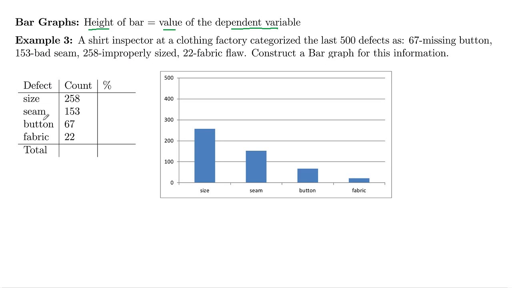So here I've listed the defects: size, seam, button, fabric, and then the counts. So here our total count is 500. Now we could do a bar graph that lists the count, and that's actually what I have drawn here. And I've listed these in decreasing size. You don't have to list them in decreasing size. If you do list them in decreasing size, this is called a Pareto graph, when they're listed in that order.